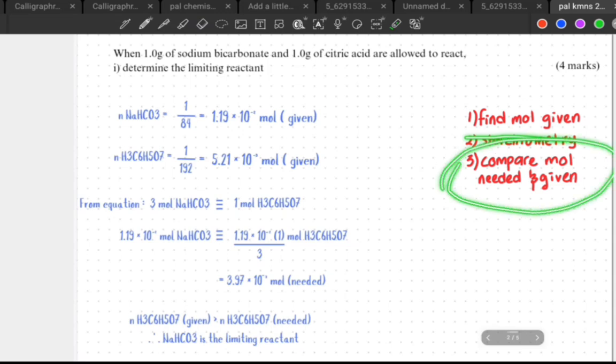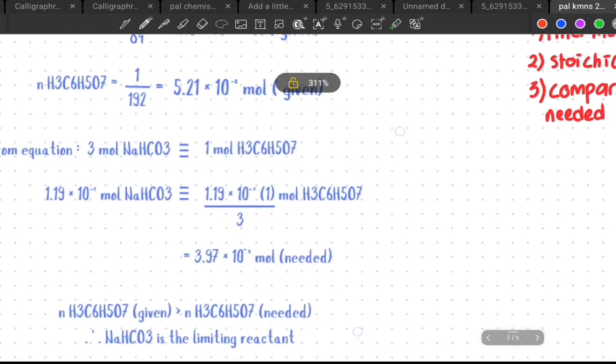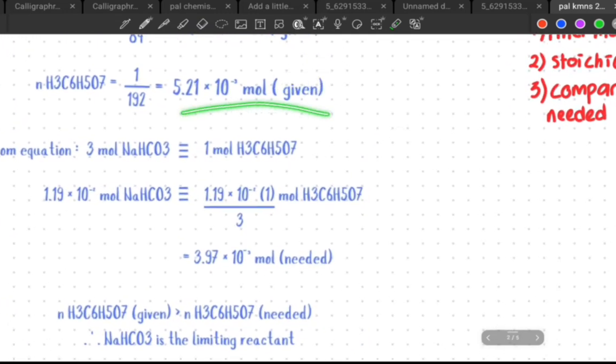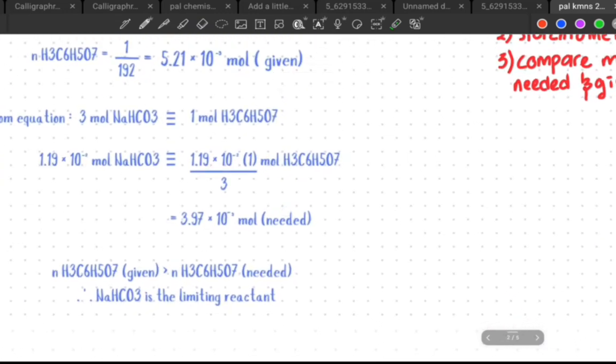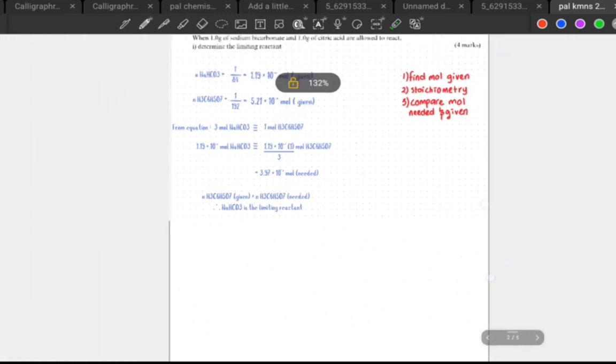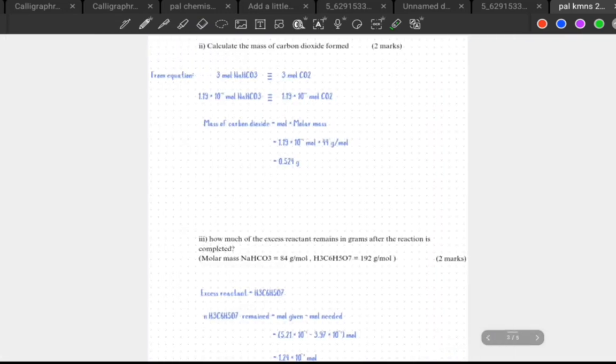Last step is compare mole needed and mole given. Mole given of citric acid is more than mole needed. So given mole needed, we know that it is in excess. So the limiting reactant is not citric acid. So we conclude that sodium bicarbonate is the limiting reactant. Okay. Next question.